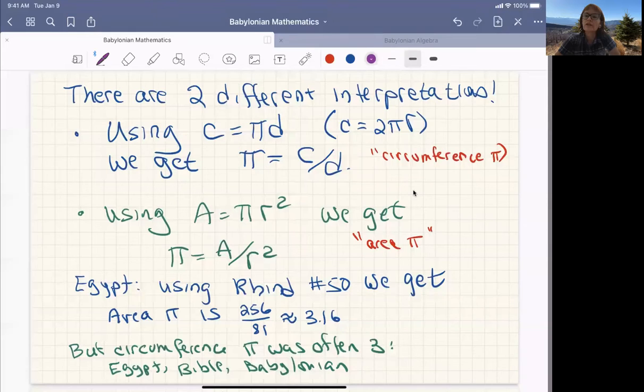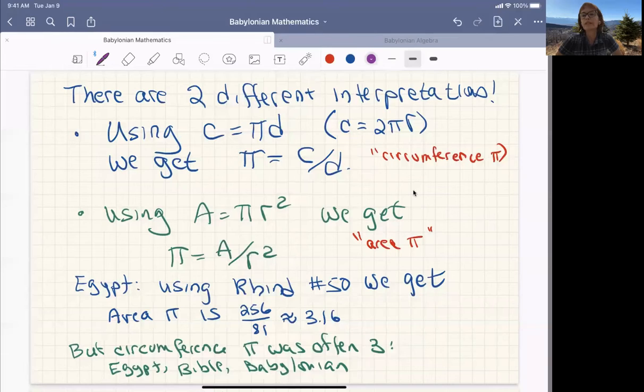So there are 2 different interpretations of what pi means. Now, first of all, just keep in mind that the Babylonians didn't have a symbol for pi. They didn't have the concept of pi like we do, but rather, what number did they use when they were calculating ratios?